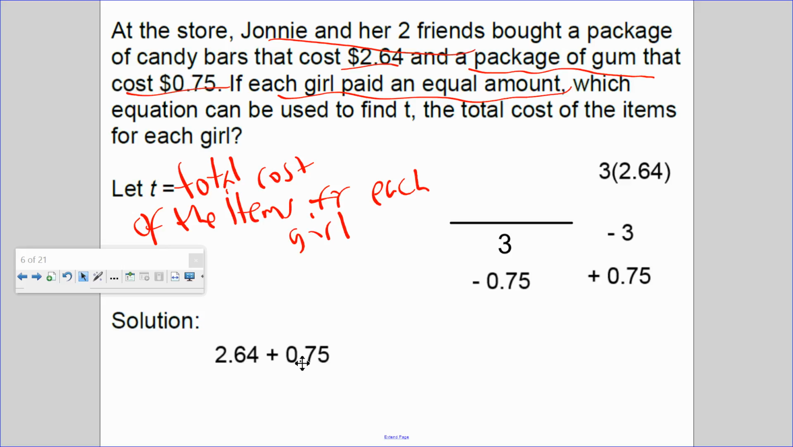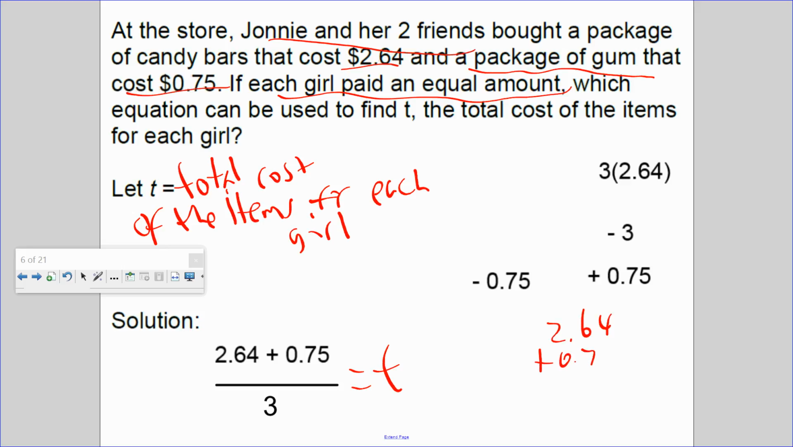You're splitting into groups. How many groups? Two or three? Was it Johnny and her two friends? 5 by 3. And this will equal T, the total cost. Let's add up the package of candy bars, the package of gum. You get $3.39. And we're splitting it among girls. What is 339 divided by 3?